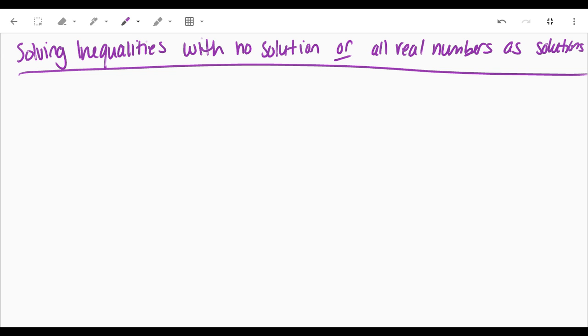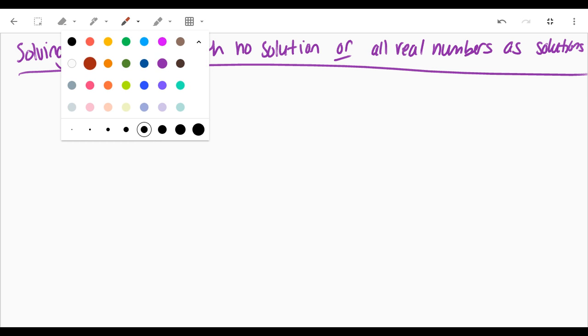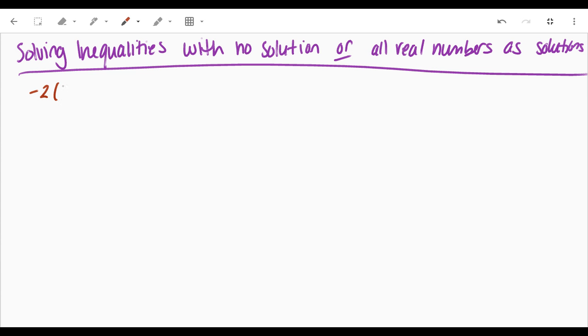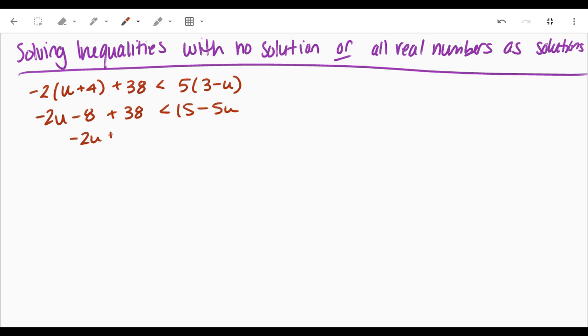So let me find a good one here for you guys. So for example, if we had negative 2 times u plus 4 plus 38 less than 5 times 3 minus u. Okay, kind of a big mess there, but just distribute. So negative 2u minus 8 plus 38 less than 15 minus 5u. So negative 2u plus 30 less than 15 minus 5u.